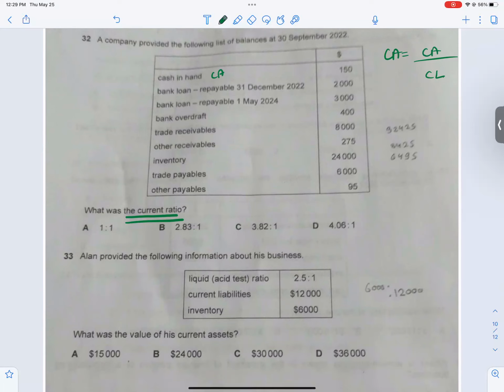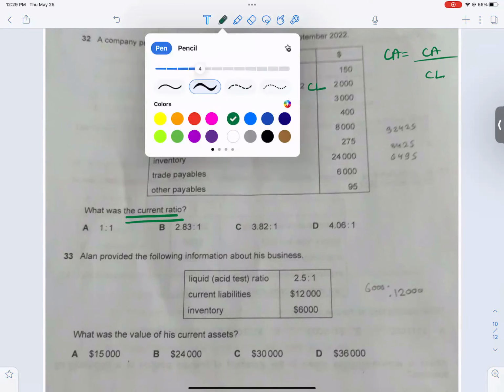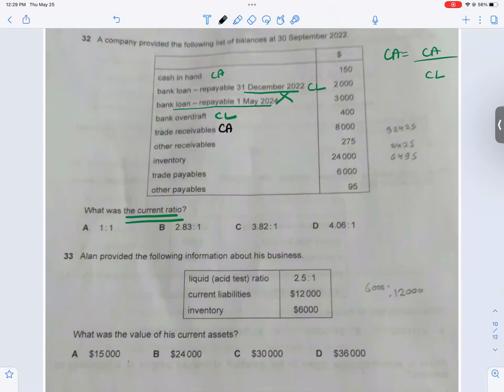Bank loan repayable 31st December 2022 will be a current liability. It's not an overdraft, it is payable within a year. Okay. Then bank, this will be a non-current liability, so it won't come. Bank overdraft will come in current liability. Trade receivables is a current asset. Other receivables is a current asset. Inventory is a current asset. Trade payable is a current liability. And other payable is a current liability.